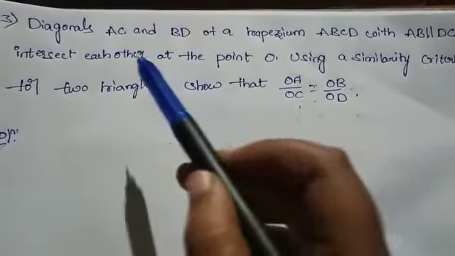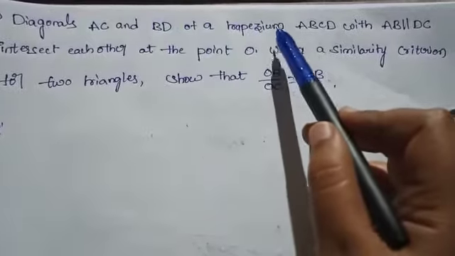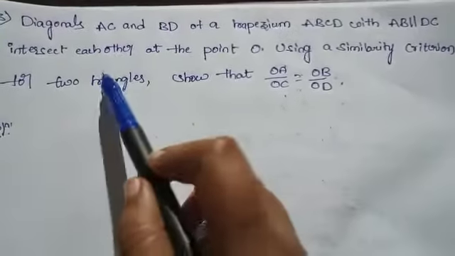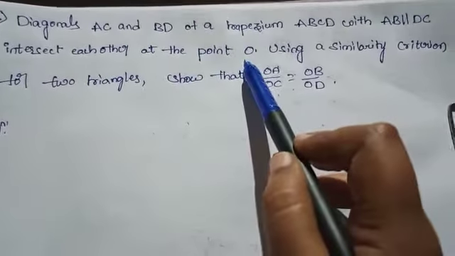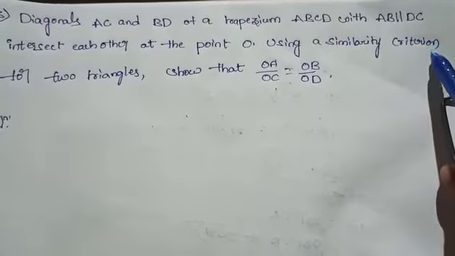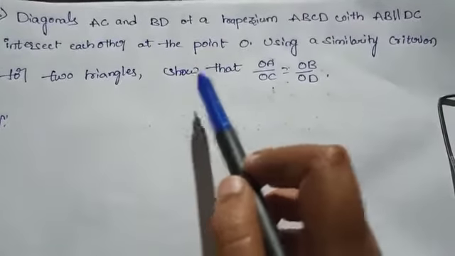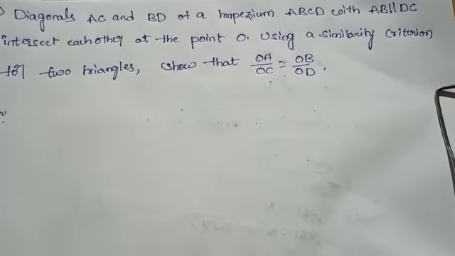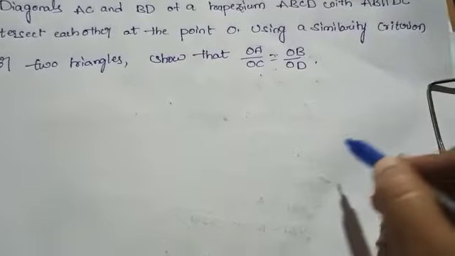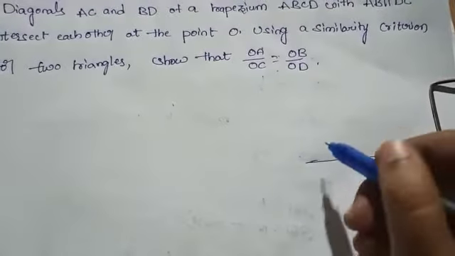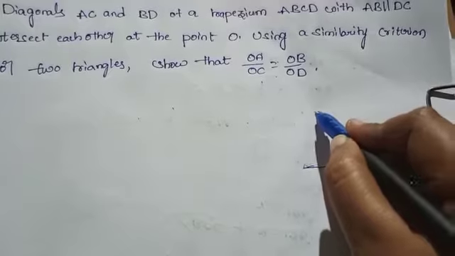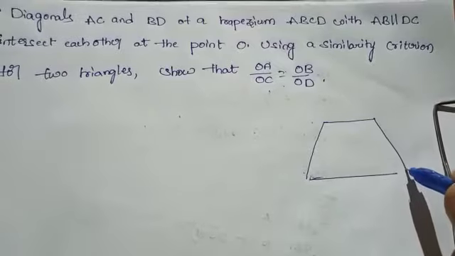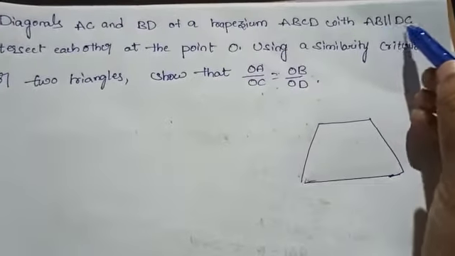Next example: diagonals AC and BD of a trapezium ABCD with AB parallel to DC intersect each other at the point O. Using a similarity criterion for two triangles, show that OA by OC equal to OB by OD. Okay, here given trapezium. Let's draw one trapezium ABCD. Here AB is parallel to DC.